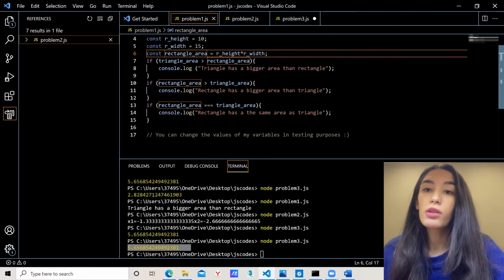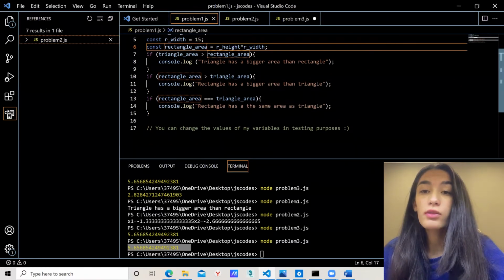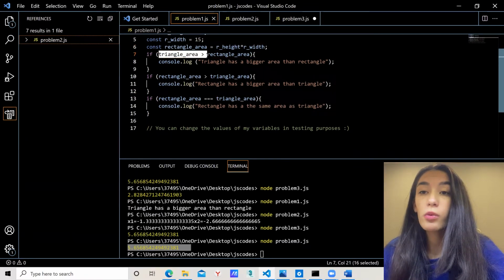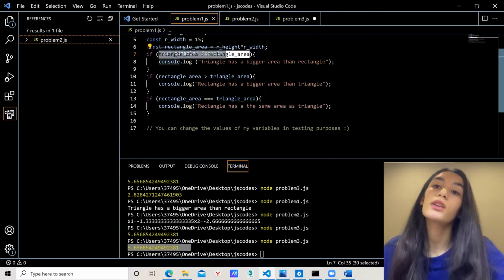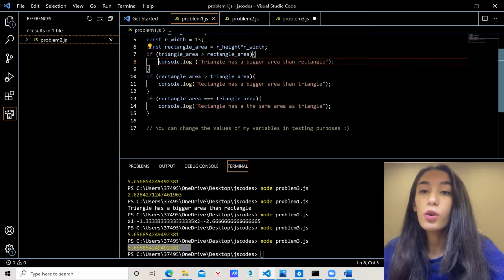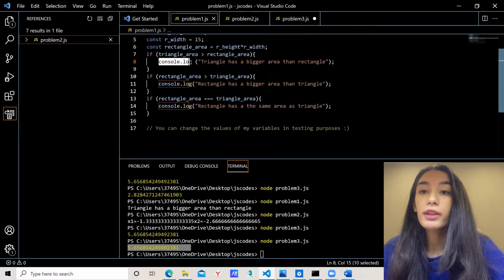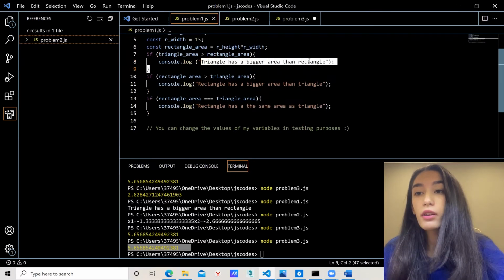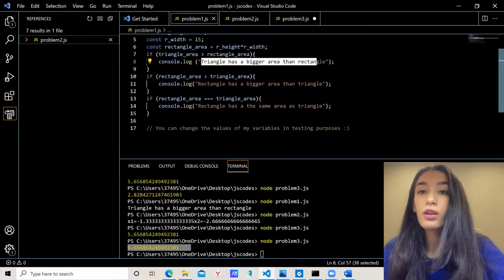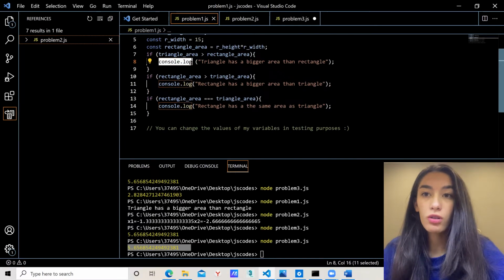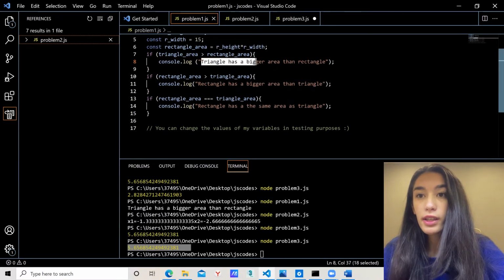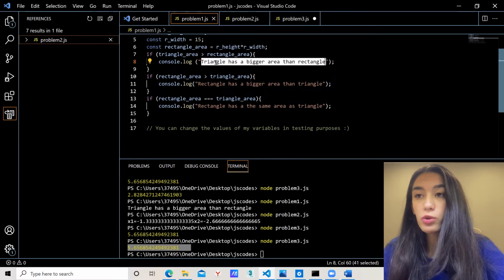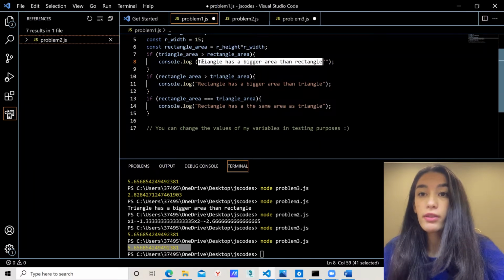So in this case, we will have 3 cases. The first case is when triangle area will be bigger than the rectangle area. If it is so, by writing console log, we will tell the program to print that triangle has a bigger area than rectangle. For printing, we are using console log and we are putting the expression which we want to be printed in parentheses.